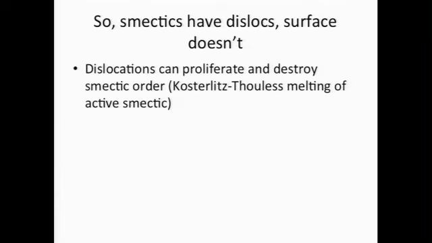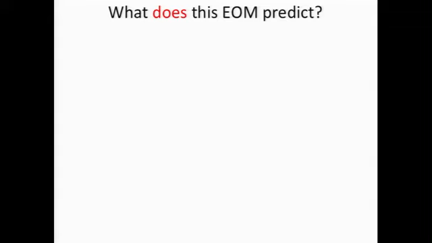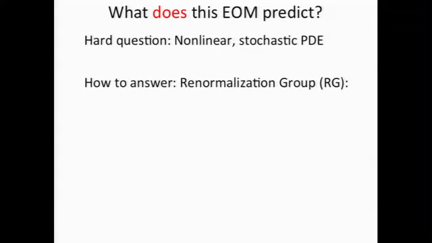The important thing is we know from equilibrium physics that dislocations can unbind and destroy order. In this case, it's the Smectic order. And this turns out to be a Kosterlitz-Thouless melting in this active Smectic case. I haven't shown you that yet, but it's true. So how do we figure out what happens if we put all this stuff together? The nonlinearities in the AKPZ equation and dislocations.